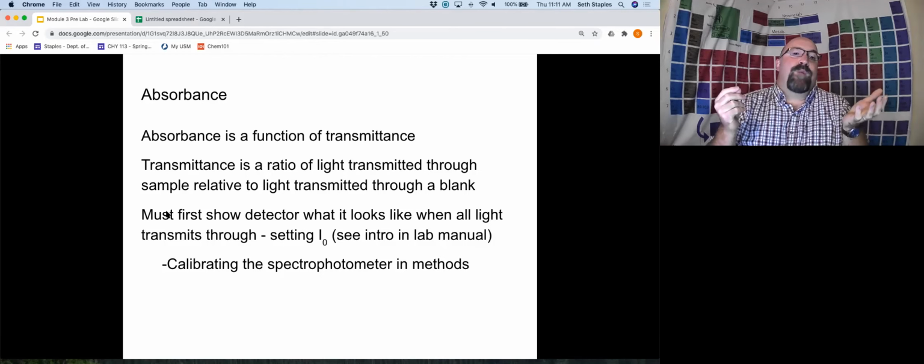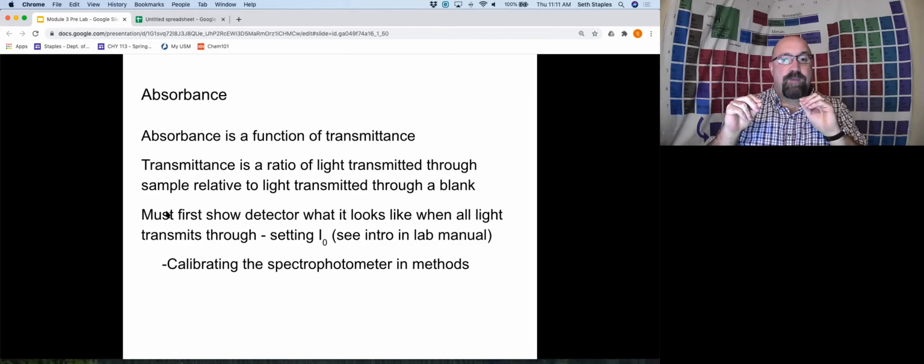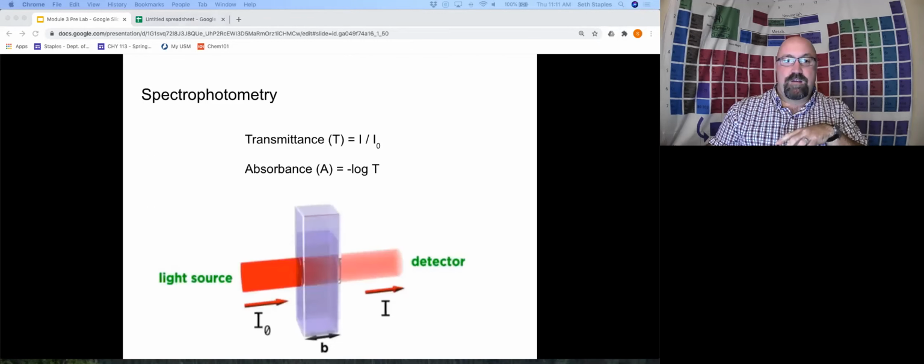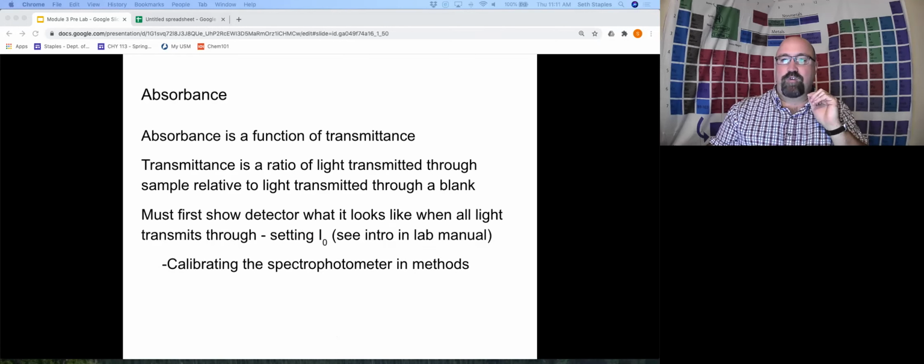And so the first thing that we have to do is show the detector what it looks like when all of the light transmits through. In other words, we have to set what we call the I0. If we remember back to here, there it is, I found it. First we just have to tell the software what this value is, this I0. So we have to set this initial transmittance. That's just some logistical stuff that we have to do.